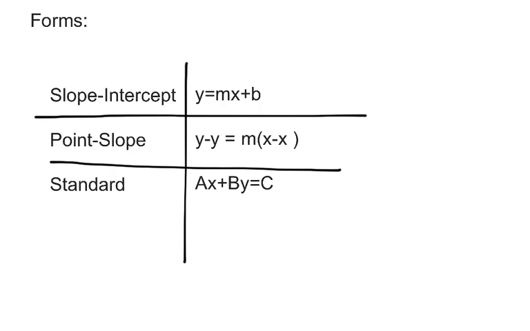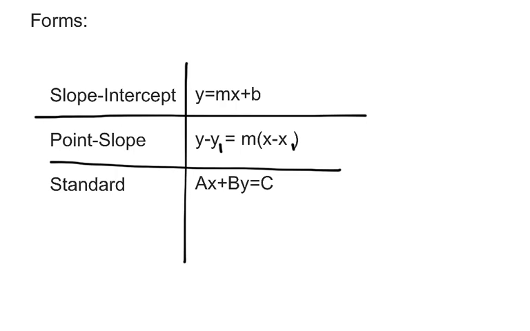But I'd say one that's equally as easy to use is point-slope form. And that's one that says y minus y1 is equal to m times x minus x1, where m is going to be the slope. And then instead of knowing what the y-intercept is, we know what any point on the line is. The third one is standard form, ax plus by equals c.